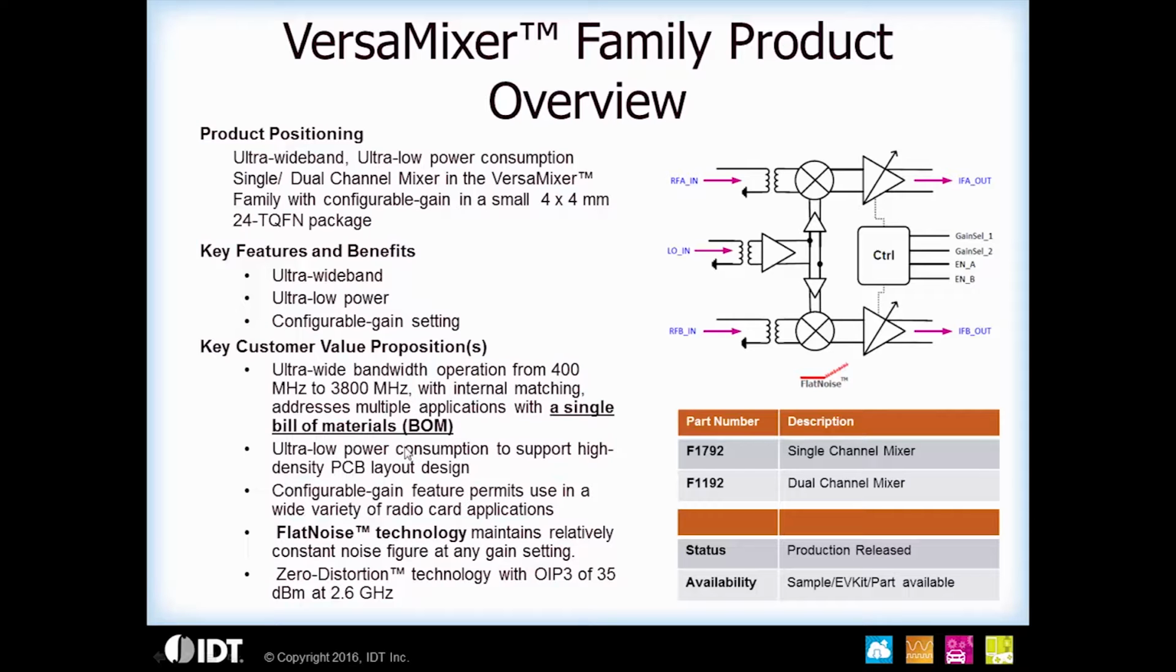The Versa Mixer uses IDT's flat noise technology, where the noise figure remains constant as the gain is changed. It uses zero distortion technology, where IP3 is 35 dBm at 2.6 gigahertz. The Versa Mixer family has two products, the single channel mixer and the dual channel mixer. Samples, evaluation boards, parts are all available, and the device is production released.